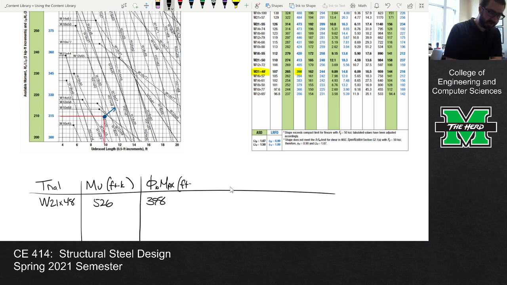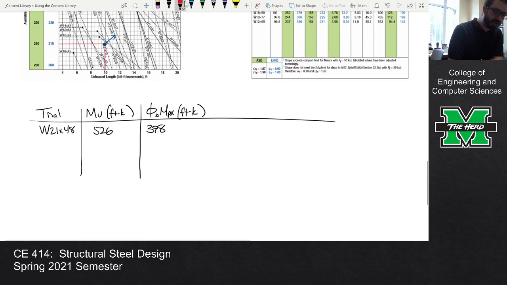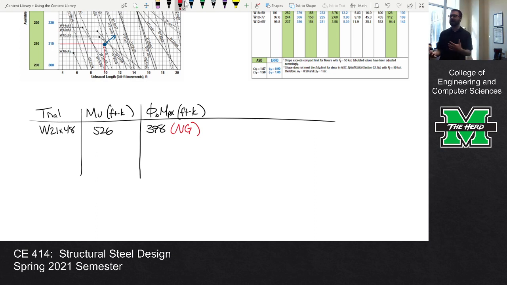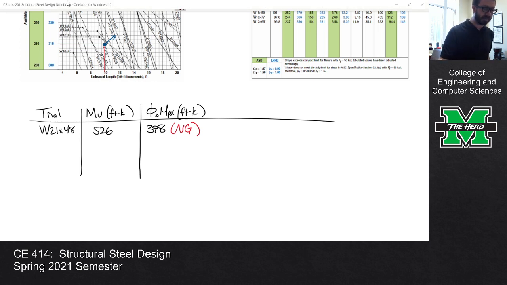Let me put the units on here. Is this section okay? No. This section is no good, because no matter what we do in our calculation, that moment capacity will never be larger than 526. To be clear, what we care about is the actual moments, which are 526. We don't care about comparing this to the 315 or the 314.9 value, because that's just a value that we go into the table with. The actual moments on the beam are 526. That's the actual maximum moment at midspan. So is the W21 by 48 going to work? No, it's not going to work.